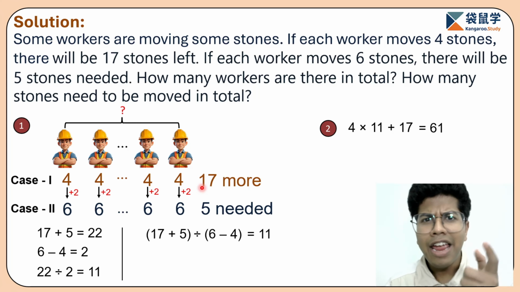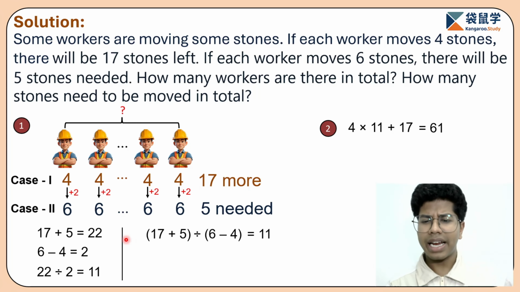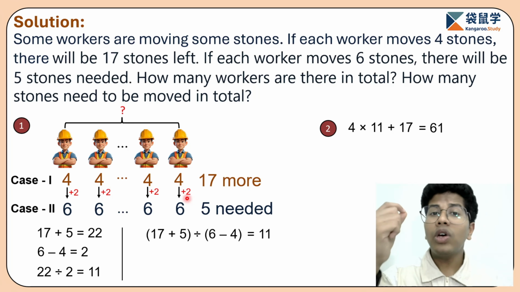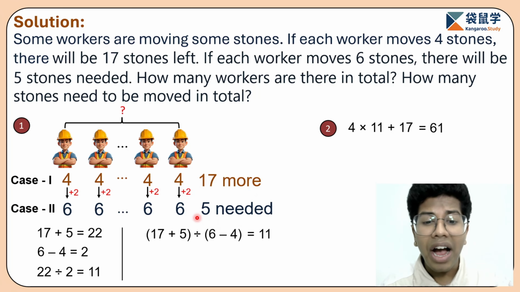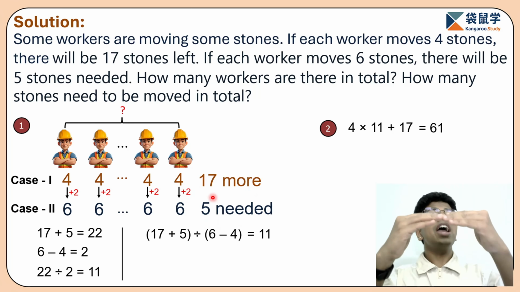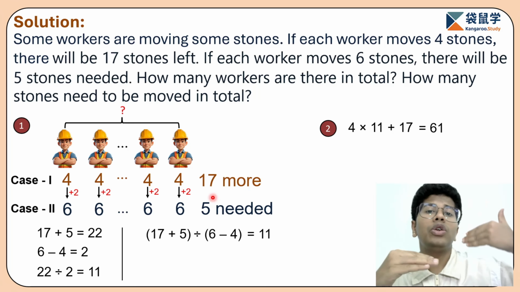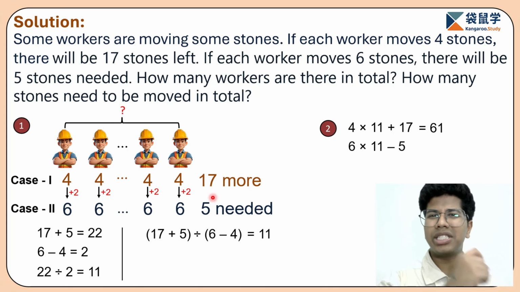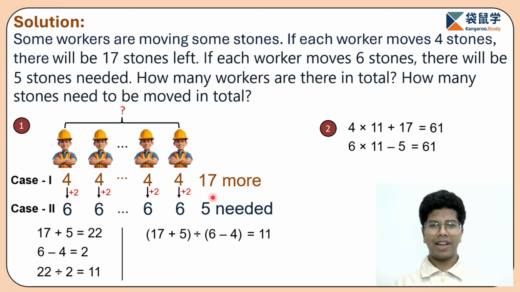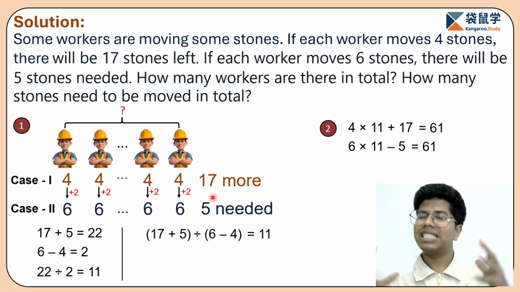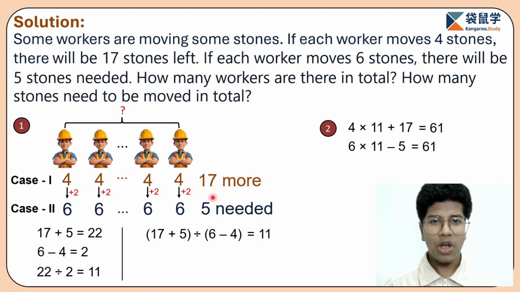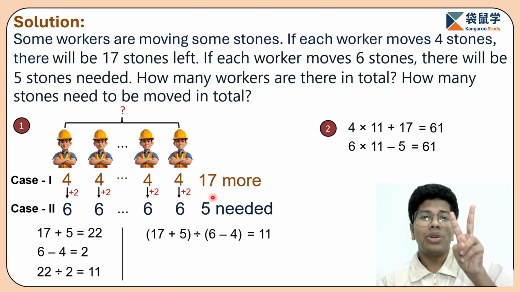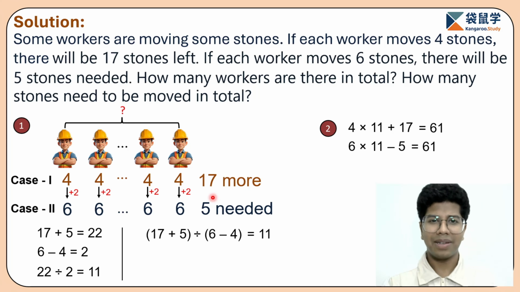Now let's say if I use the second case. In the second case, we know 11 people, each one of them moves 6, so 11 times 6. But there is 5 needed. Now 5 needed is 5 short. This means we need to subtract 5 from the actual number of stones. So 6 times 11 minus 5, which is also 61. So even if you use any of the cases, the answer is the same. So here, in this type of questions, we can understand just use 2 simple steps to get the answer.